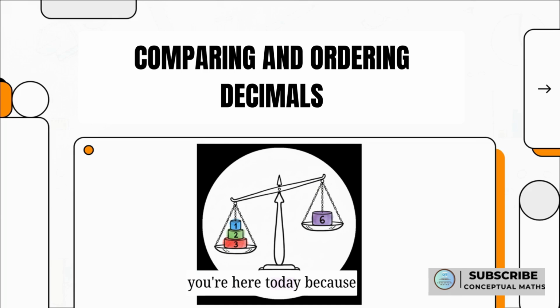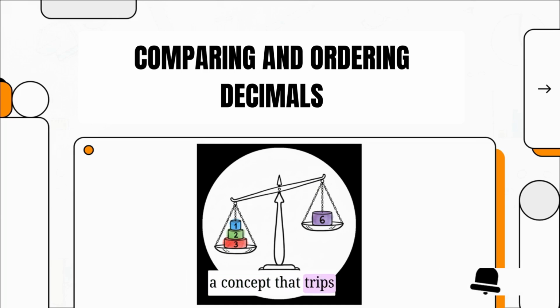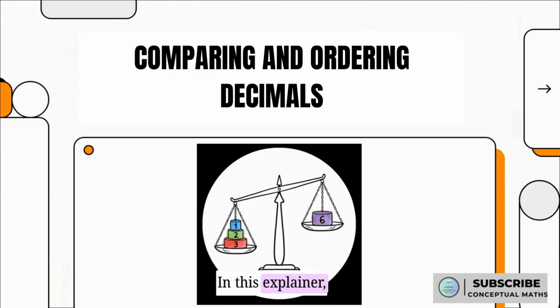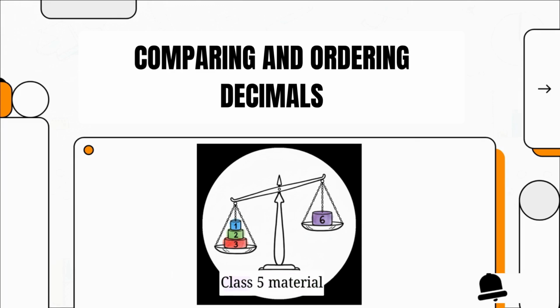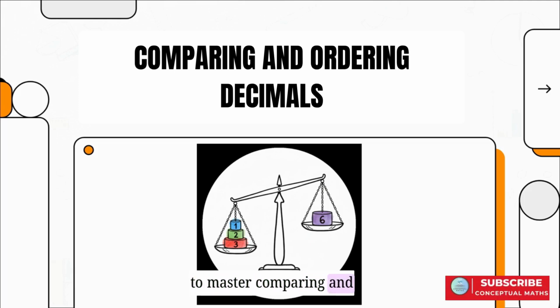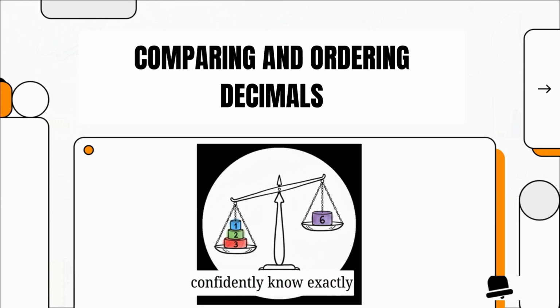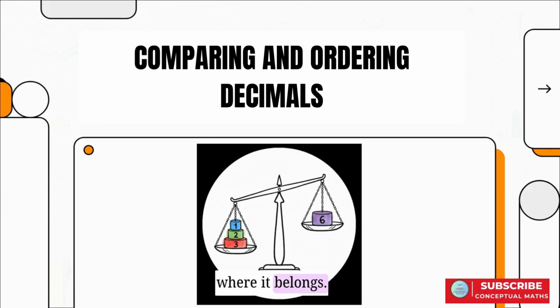I'm so excited you're here today because we're going to unlock a concept that trips up so many students, but honestly, it's incredibly satisfying once you can visualize it. In this explainer, we're diving straight into some Oxford Mathematics Class 5 material to master comparing and ordering decimals. By the end of our time together, you'll be able to look at literally any tricky decimal number and confidently know exactly where it belongs.